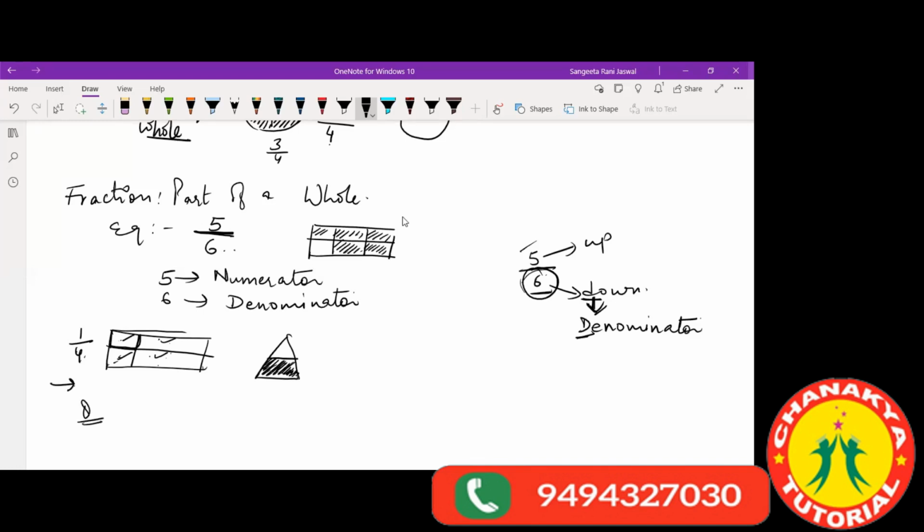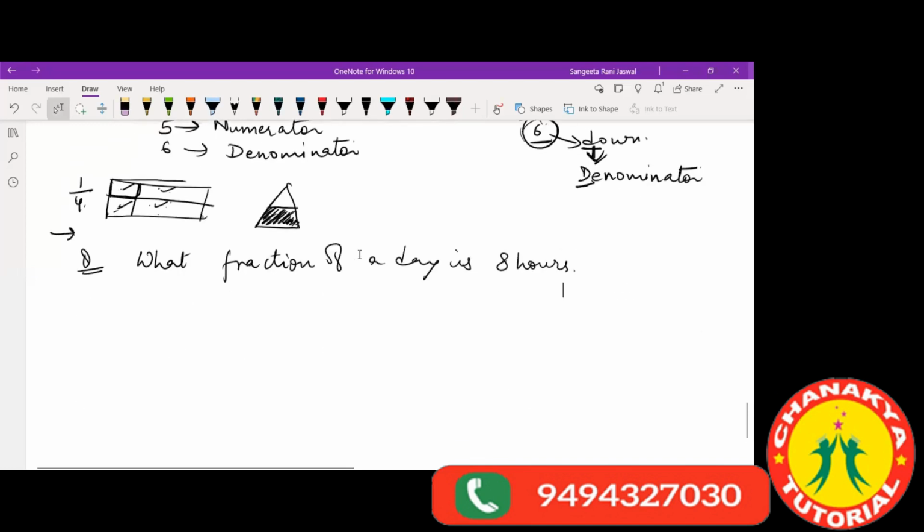If I take a question: what fraction of a day is 8 hours? Now, how will you find this fraction? What fraction of a day is 8 hours? Ma'am, 1/3. Because if I have to divide the whole day into parts, in a whole day I have 24 hours, is it? Yes. One day equals 24 hours. That means I've divided one day into 24 hours. And if I'm talking about 8 hours, then what fraction is it?